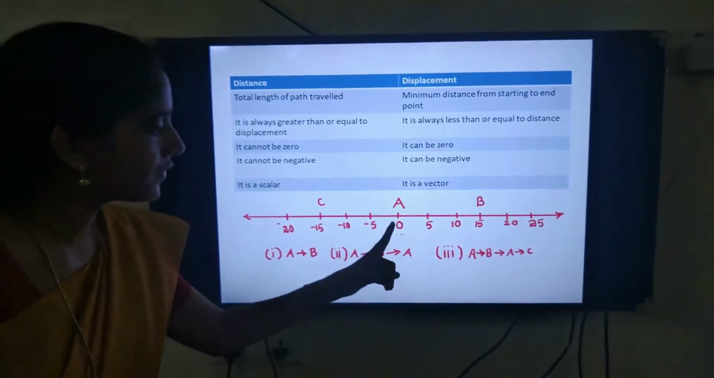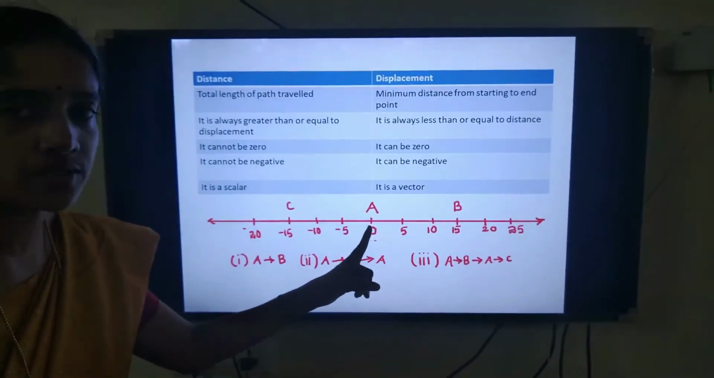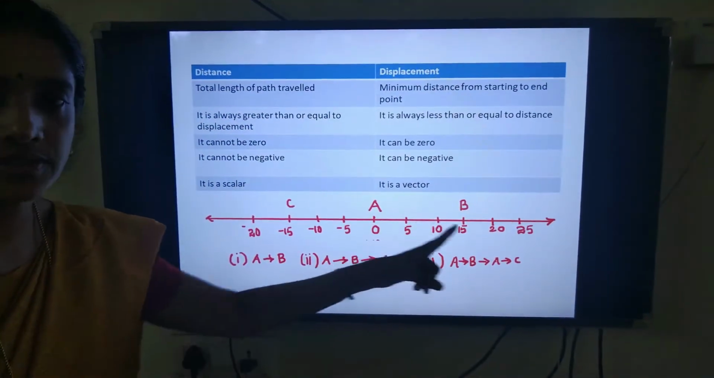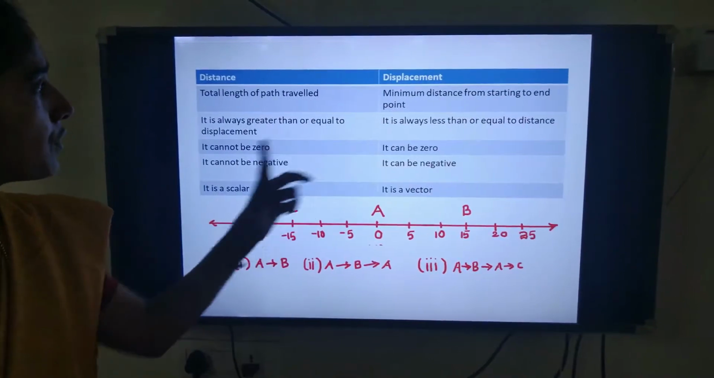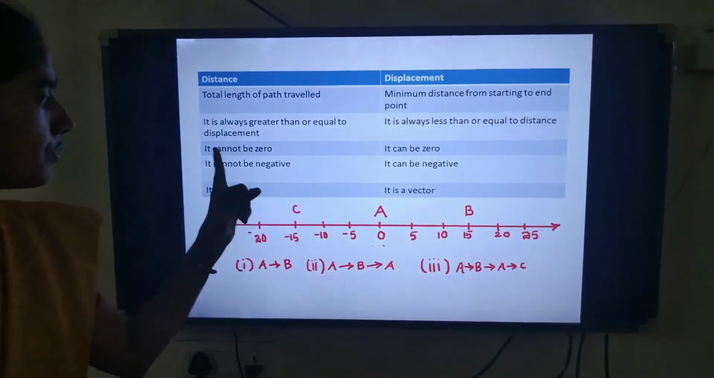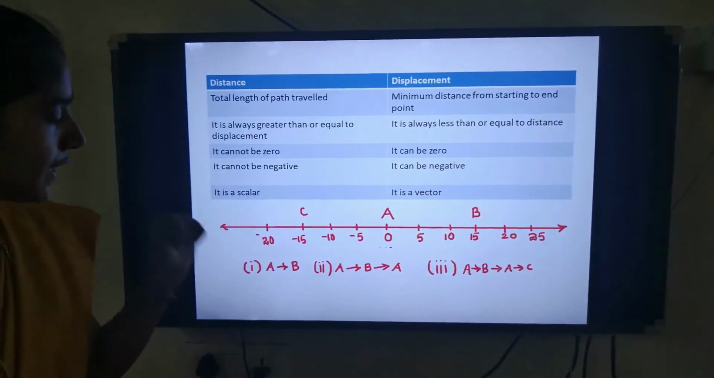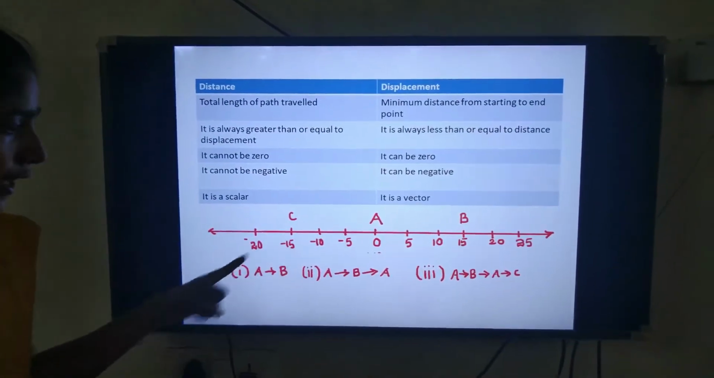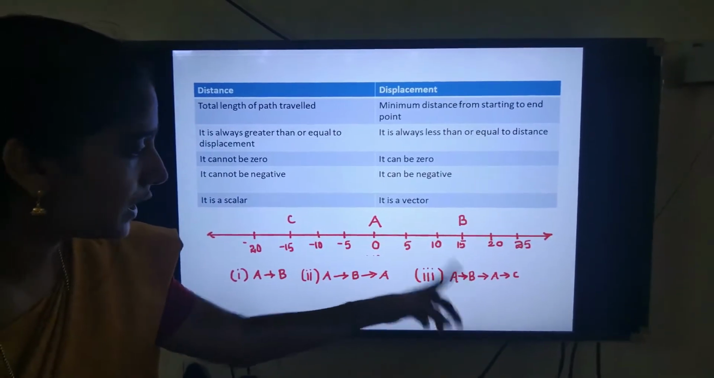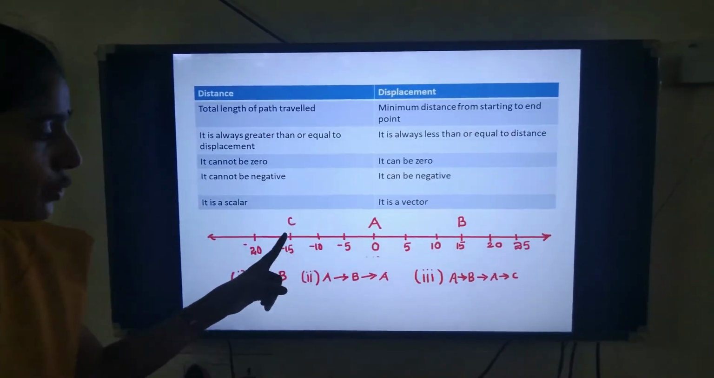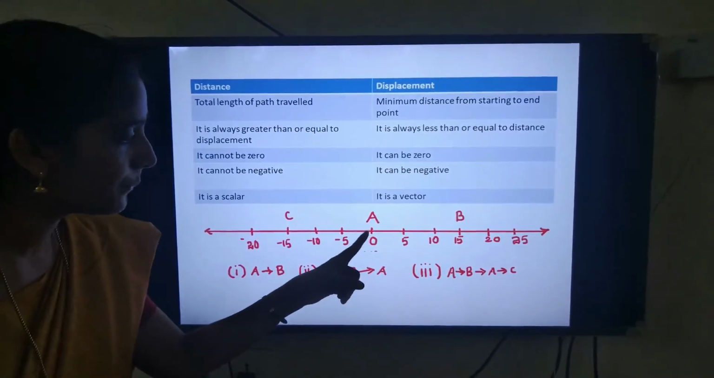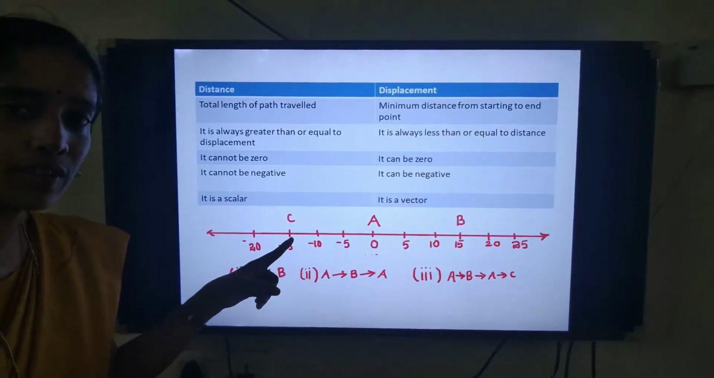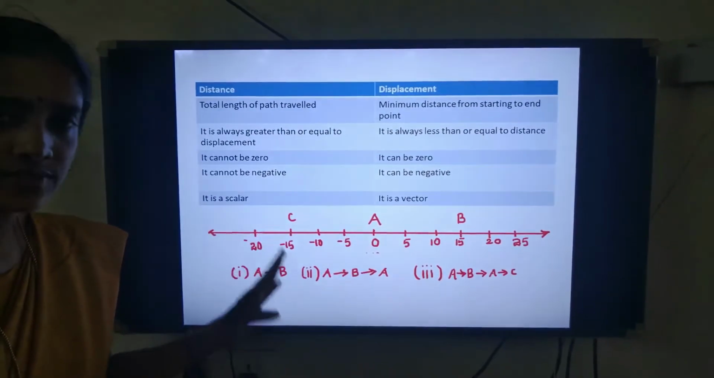Now next step, what we have seen in this second case, if the object starts from A, moves to B, then comes back to A, displacement is 0, but distance is not 0. So which one can be 0 from these two? Displacement can be 0, distance cannot be 0. Now next, suppose the object started from A, moving to B, then to A, then to C. So what is the total distance travelled there? 15 plus 15, 30, 30 plus 15, it is 45 meter. So distance is 45 meter.